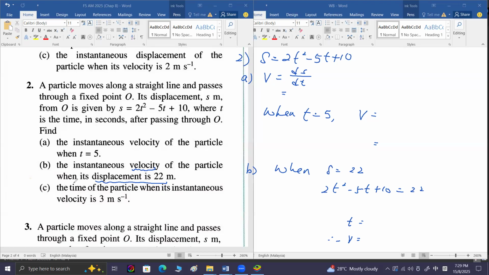Same, find what? Find the time. Given what? Given velocity is 3. For section C, when v is 3, you substitute the velocity here, you find t. Okay, now have a try and see. Yeah, ds dt, just differentiate. Okay, have a try question 2.